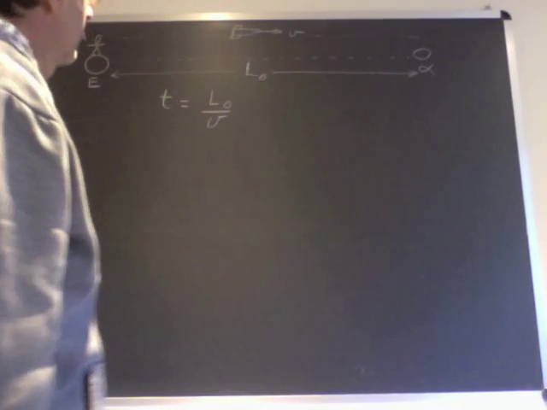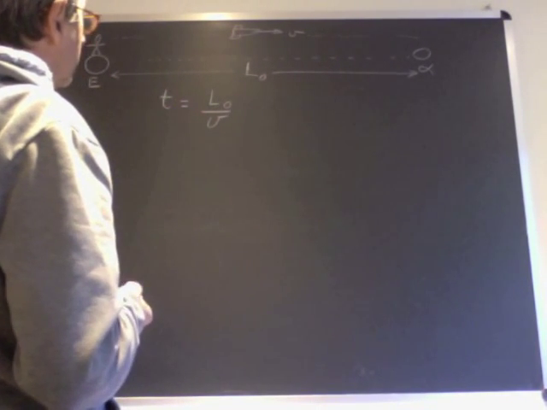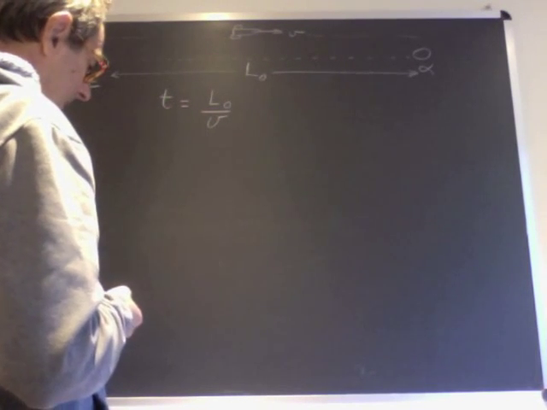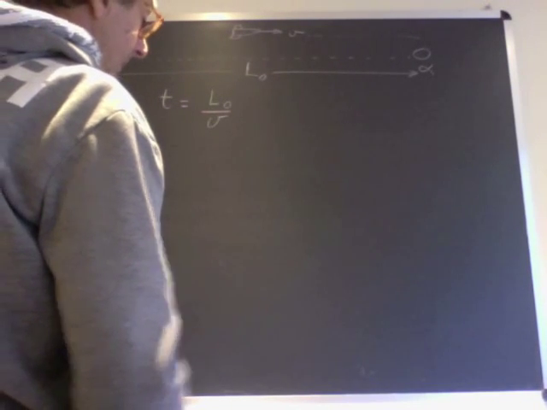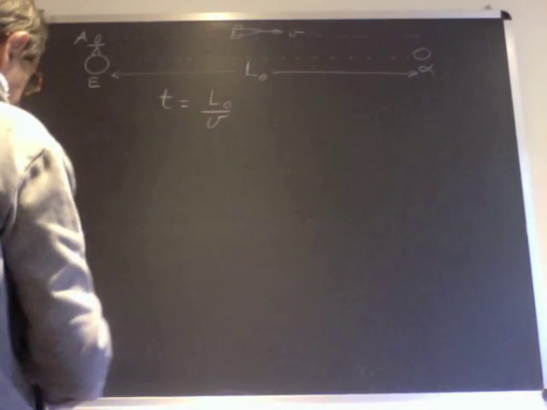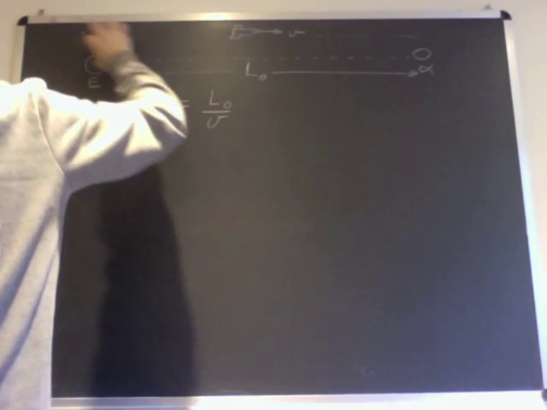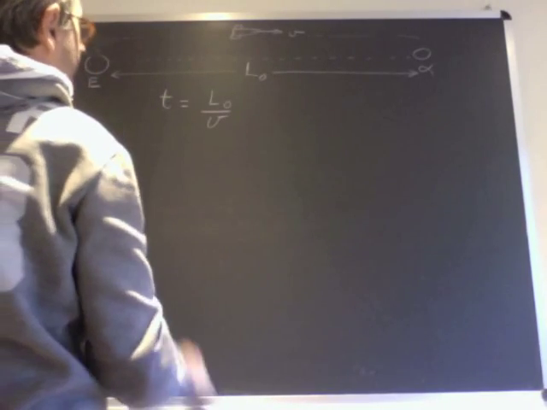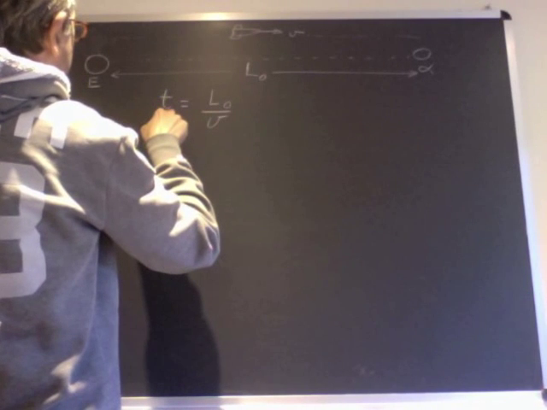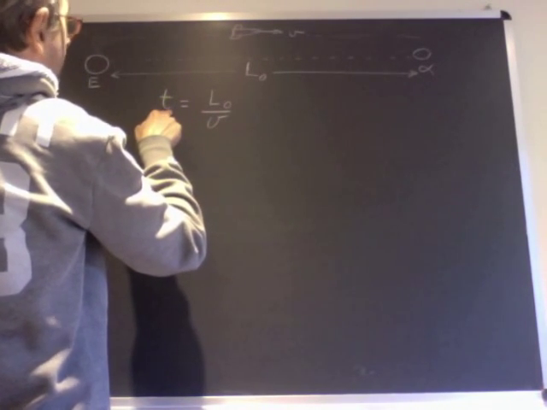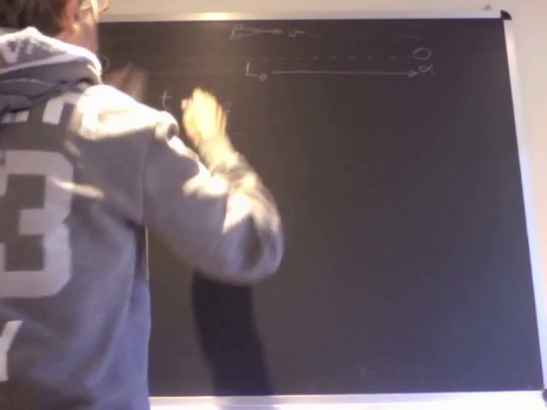Let's see what the situation is for another observer, Mr. B on board of the starship. Just before we go on, we know that this is the terrestrial time as measured by Mr. A. Okay, now let's go on board.